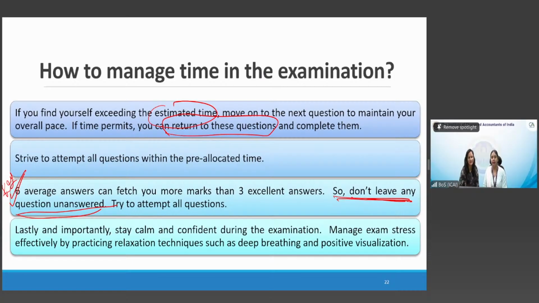So manage the exam stress by practicing relaxation techniques such as deep breathing and positive visualization, that yes, I'm going to become a chartered accountant after this exam. This exam is the last examination of the chartered accountancy course which I'm going to appear for. Right. So a little bit of stress is okay. It helps you in performing better, but stay calm and confident during the examination. That is very important.